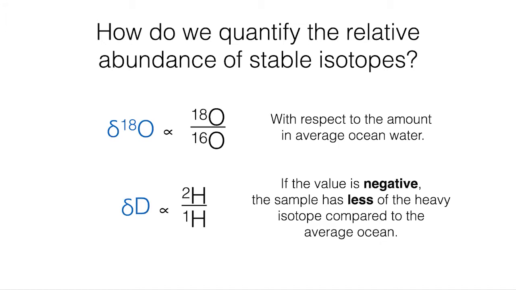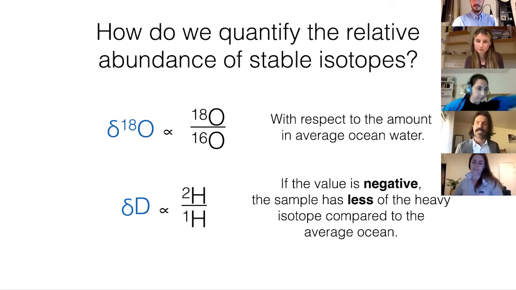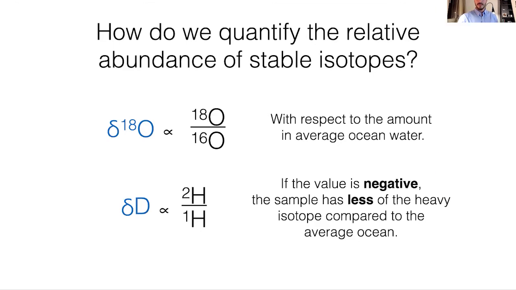We often report that ratio of the heavy to light isotope as a delta value. That is, it's just this ratio, but normalized with respect to that same ratio in average ocean water. So if the delta 18O of a sample of water that you measure is a negative value, that means it has much less of the heavier isotope than average ocean water. Water, of course, also has hydrogen in it. Hydrogen also has stable isotopes like deuterium. We can measure the relative amount of deuterium and normal hydrogen and report that in a delta deuterium value as well. Hopefully this is very much review for everyone.